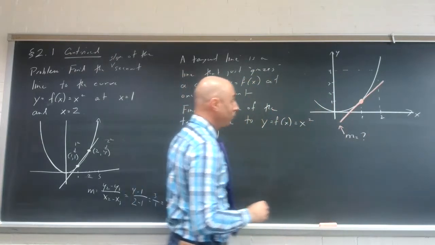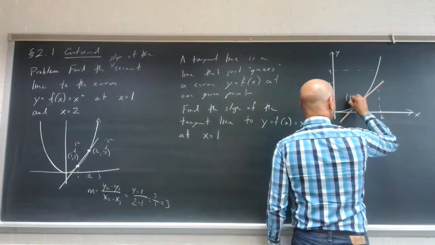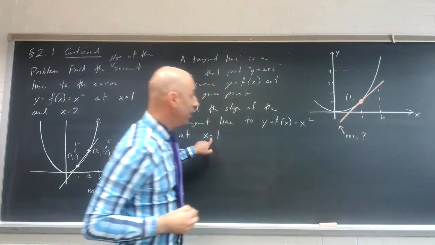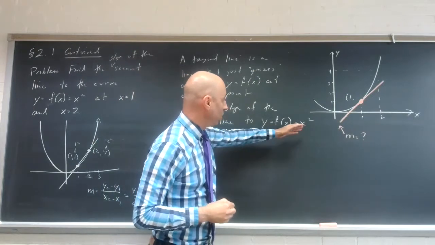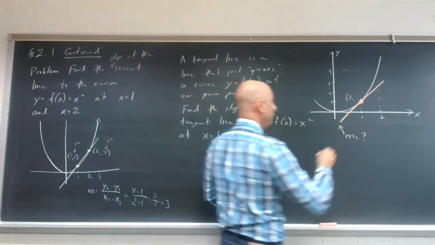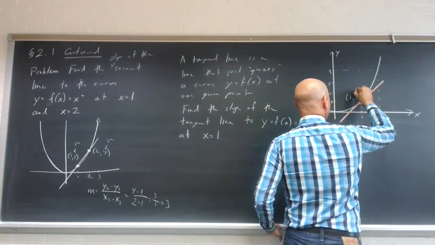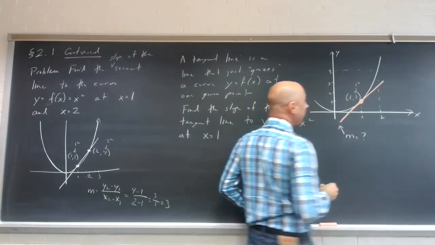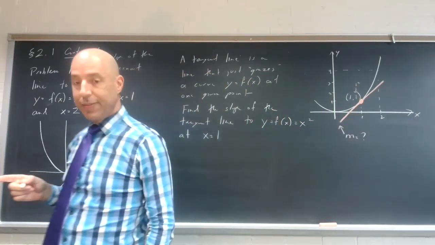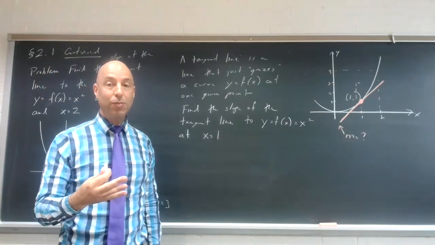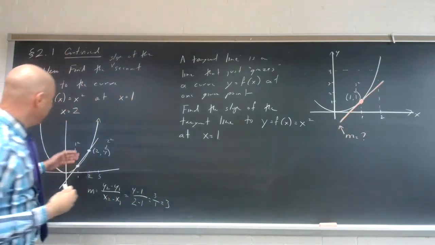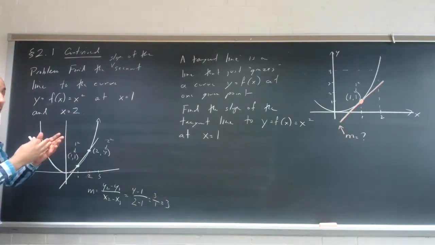And of course, we know it goes through the point x equals 1. Since we're using the curve y equals x squared, the y coordinate is just the square of the x coordinate. It goes through 1, that's just 1 squared.